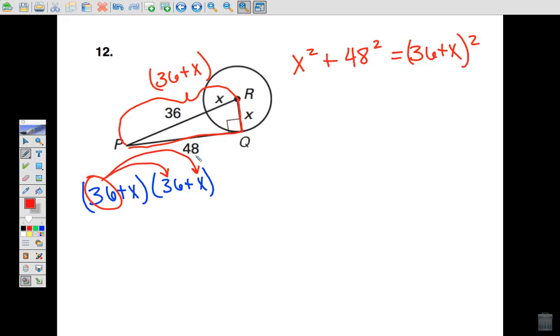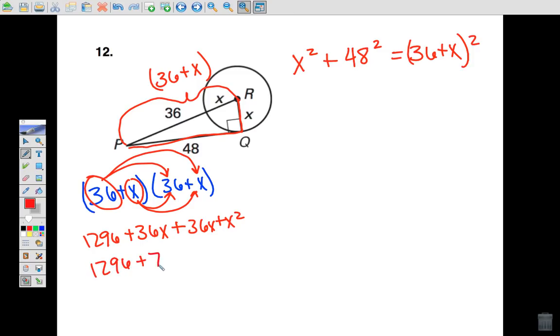So 36 times 36 is 1296. Plus 36 times x is 36x. Then we do the x times each one of these. So x times 36 is 36x, and x times x is x squared. Now you can put these together, get 1296 plus 72x plus x squared. Now, that's just one side of our equation. So up here we still have x squared on this side. 48 I'm actually going to go ahead and square. You get 2304.